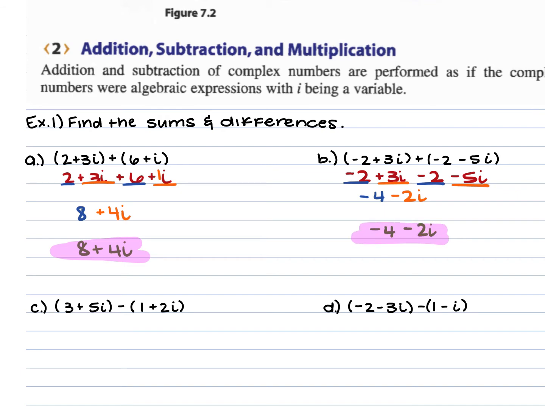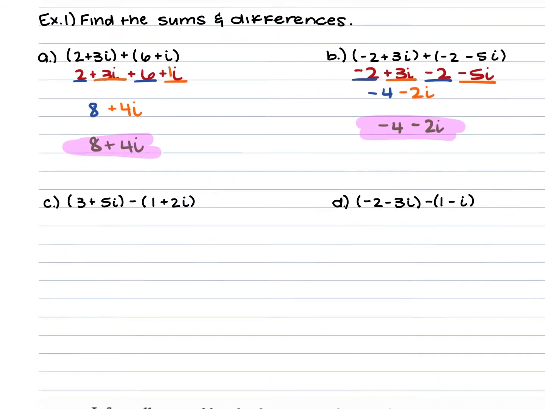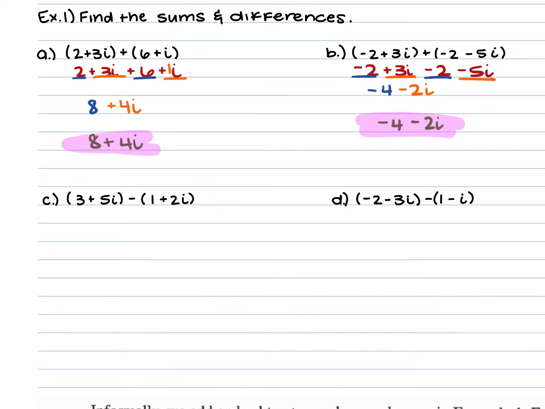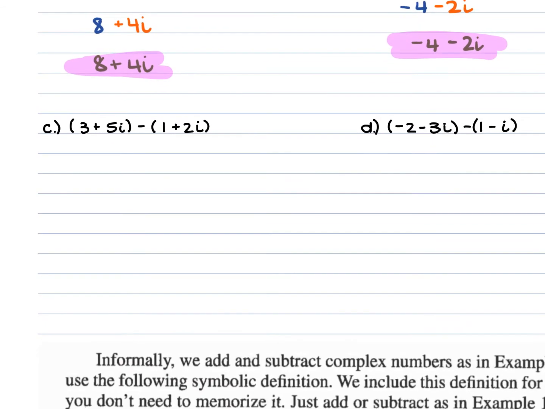And again, if you realize with this question, as well as the one we did before this, it is in the form of a plus bi. So that complex number, that imaginary number, will always go last within your binomial. That's your answer. For example c, we have (3 plus 5i) minus (1 plus 2i). Because there's a negative between these two sets of parentheses, we are first going to distribute that negative into the second set of parentheses and just rewrite this as 3 plus 5i minus 1 minus 2i.